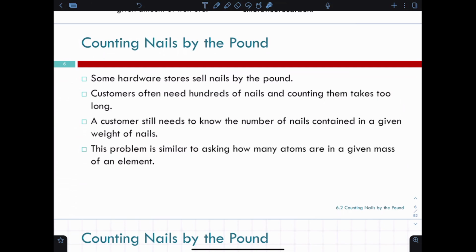So that takes too long. But each of the nails weighs about the same amount. So this is a similar problem to trying to figure out how much sodium is in sodium chloride, where we can't count the individual atoms. But we still would like to know how to calculate that. How do we figure it out?